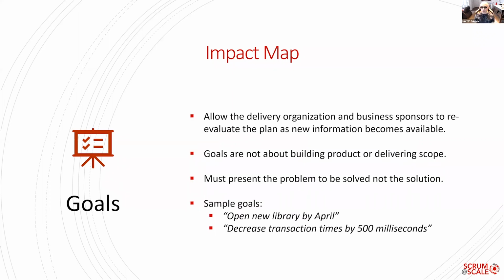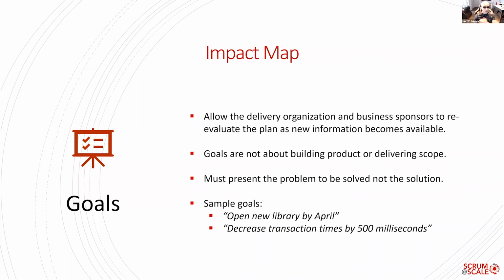So in goals, you are not defining a scope. You are providing a problem and not the solution. For instance, open a new library by April. That's a goal. You're not saying how you're going to do it, what's involved, do I have to have a building? No, you're just saying that's my goal. Or decrease transaction time by 500 milliseconds if you're talking about software development. So those are the goals.